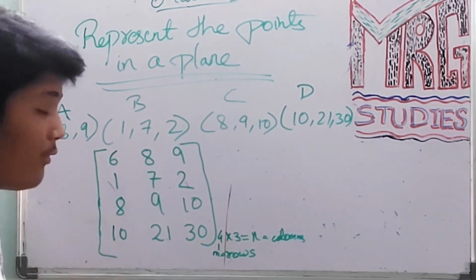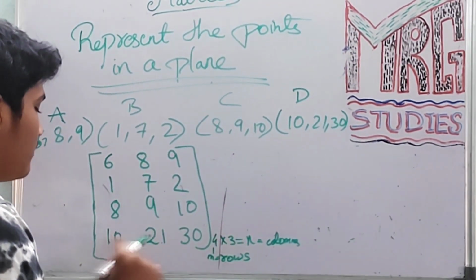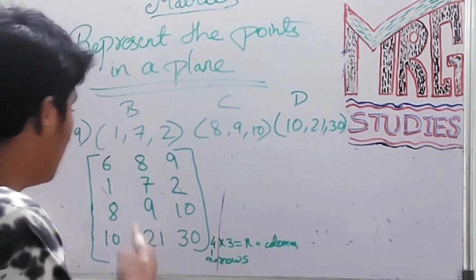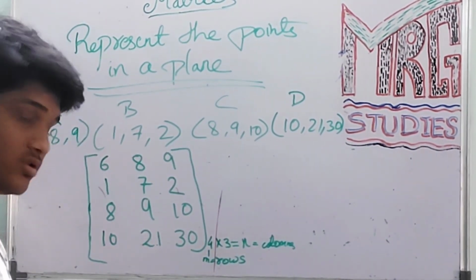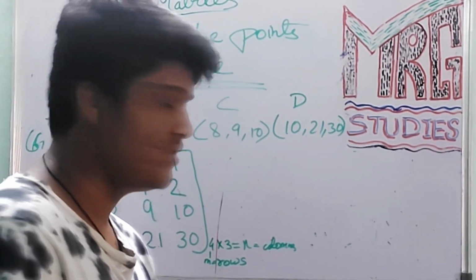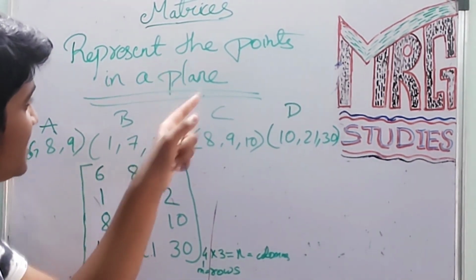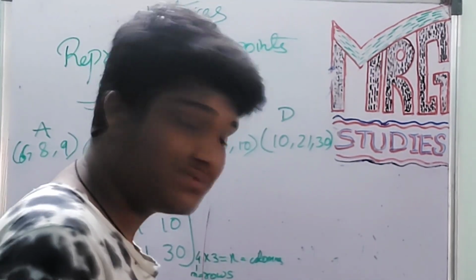So here we have how many rows? 1, 2, 3, 4, right? And here how many columns do we have? 1, 2, 3. So that's why we get 4 into 3. So like this we will write the order of matrix. Now we can represent these points in another way also, in matrices.